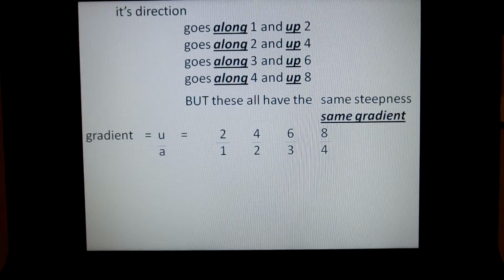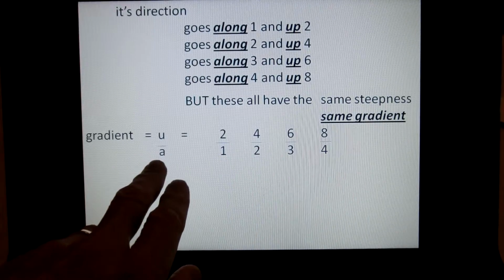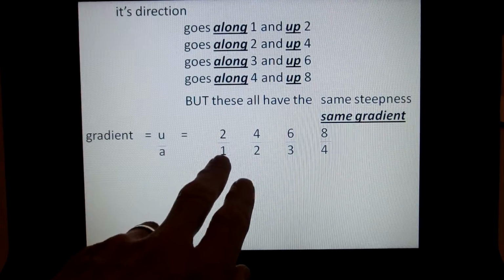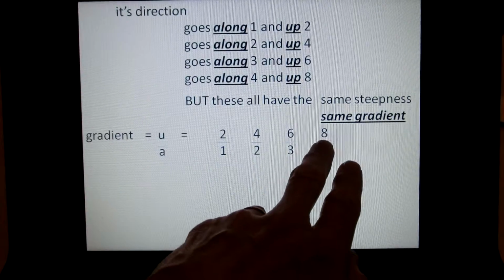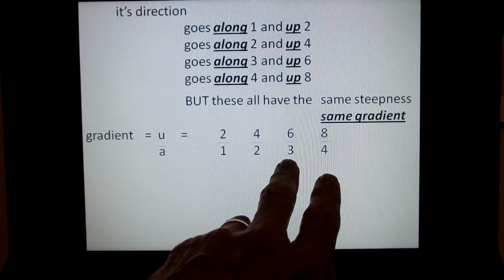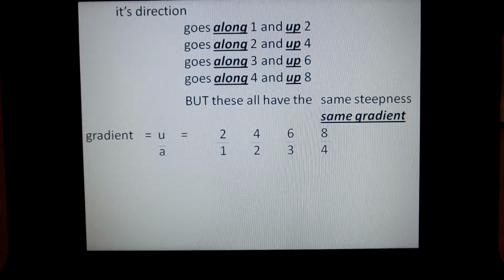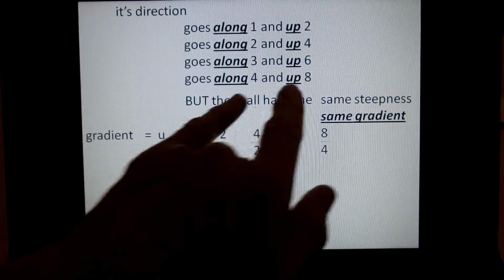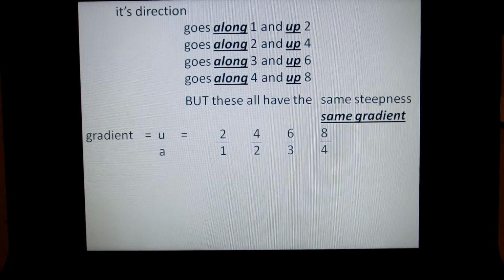So it doesn't matter which numbers you use, but you want to give the gradient as a single number. In this case, it is a gradient of 2. We do the up distance divided by the along distance. So 8 divided by 4 is 2, 6 divided by 3 is 2, 4 divided by 2 is 2, and 2 divided by 1 is 2. The gradient of that line is 2, and it doesn't matter which pair of numbers you use, because the ratio is the same for that, and that.